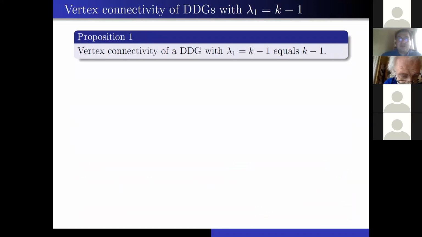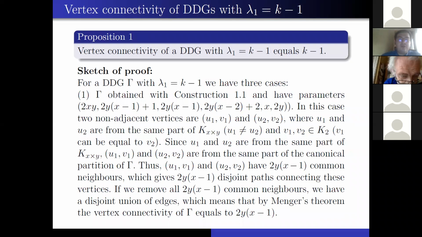So let us consider this proposition: vertex connectivity of the divisible design graph with lambda 1 equals k-1 equals k-1. Let me show you a sketch of the proof. For the divisible design graph with lambda 1 equals k-1, I have three cases: construction 1.1, 1.2, and 1.3.